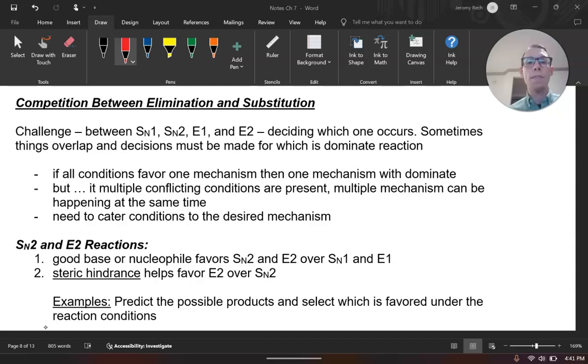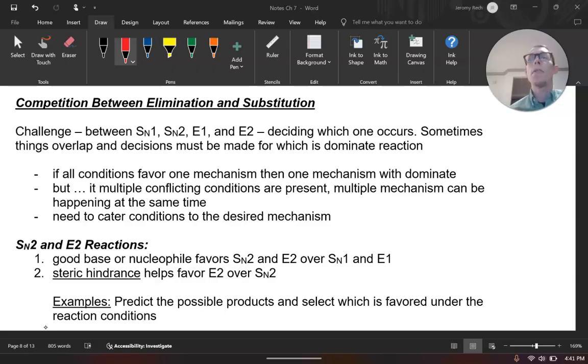A lot of them have something that's going to be charged, a nucleophile or a base. A lot of them are going to have a leaving group. And trying to decide which one happens can sometimes be a little bit difficult. We're going to look at some strategies to try to differentiate between the competition of elimination and substitution. So first and foremost, there are going to be conditions that favor one or the other.